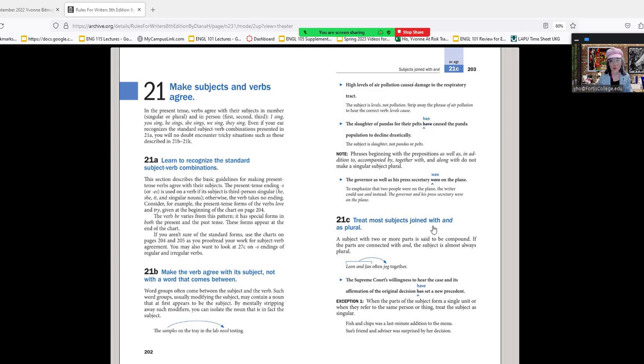Treat most subjects joined with and as plural. Leon and Jan often jog together. So when you have a plural subject, you use a plural verb. The Supreme Court's willingness to hear the case and its affirmation of the original decision have set a new precedent. Here you have the Supreme Court's willingness as one subject, and its affirmation as another. So you have a plural subject and a plural verb.